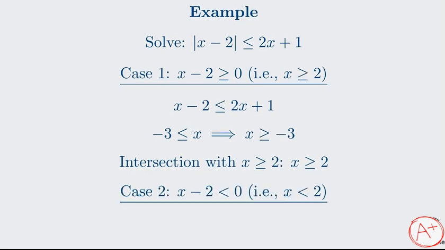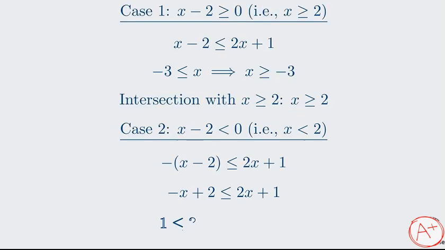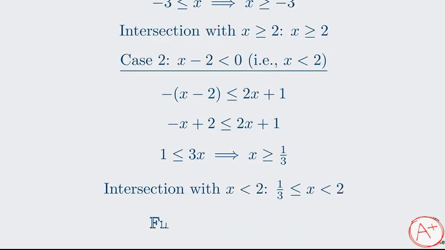If the inside is negative, the modulus negates it. This gives -x plus 2 is less than or equal to 2x plus 1. Rearranging gives 1 is less than or equal to 3x, so x is greater than or equal to 1/3. Combined with our condition that x is less than 2, we get the interval 1/3 is less than or equal to x, which is less than 2. Combining the results from both cases, where x starts at 1/3 and goes up to 2 and then continues from 2 onwards, gives us our final answer. x is greater than or equal to 1/3.